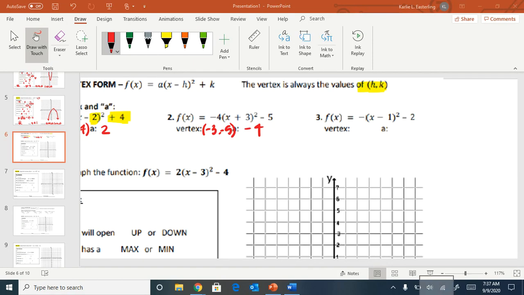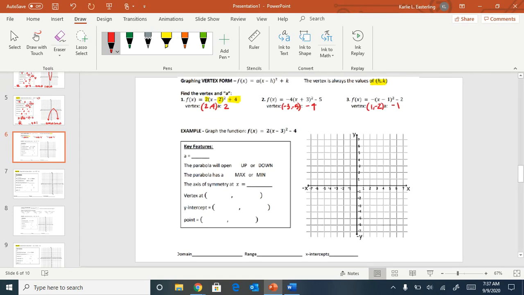The vertex for number 3 is going to be 1, -2, and our a value is -1. If this isn't making sense to you, it really kind of stinks, because this is just honestly memorizing that the vertex always is there and being able to look at that vertex form to determine that.